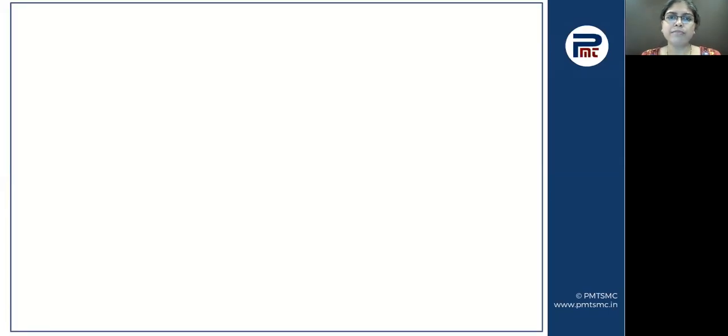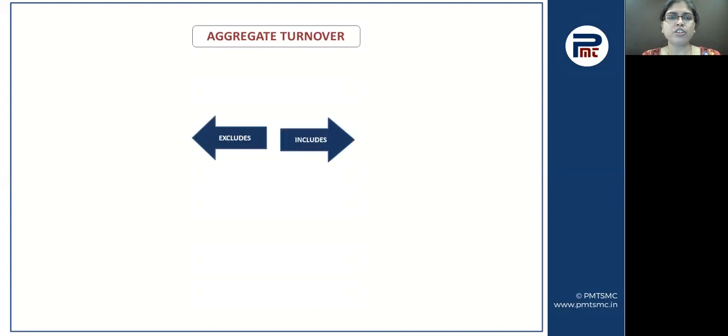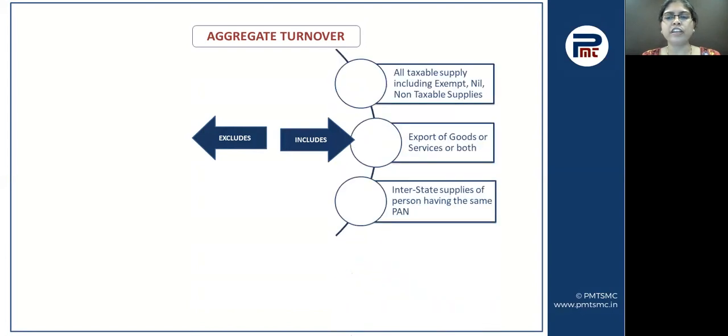For better understanding purpose, I have divided the definition of aggregate turnover in two different parts, that is what it includes and what it excludes. Let us first understand what all it includes. It includes all taxable supply, including exempt, nil, and non-taxable supplies. Then export of goods or services or both. And lastly, the interstate supply of person having the same PAN.